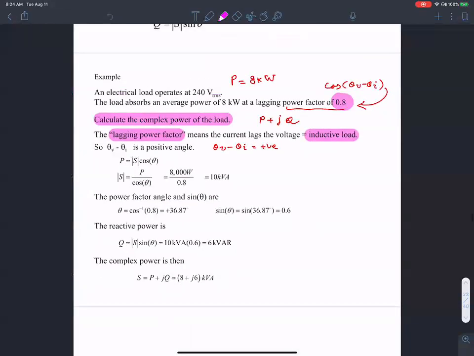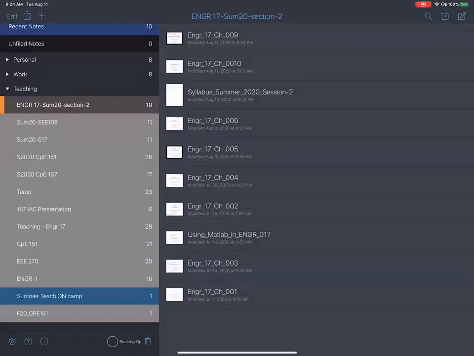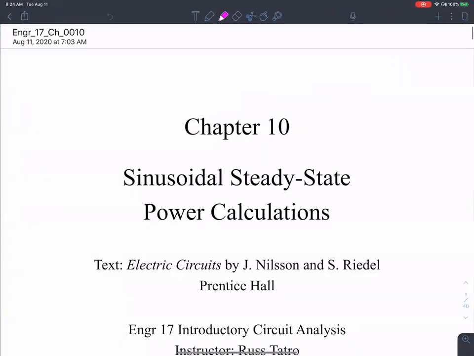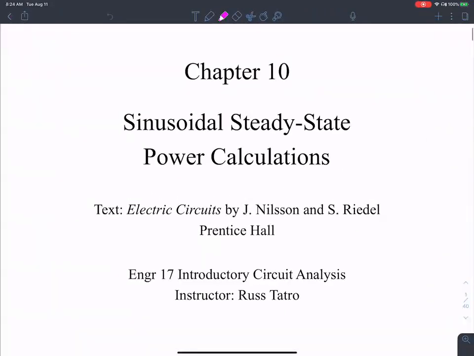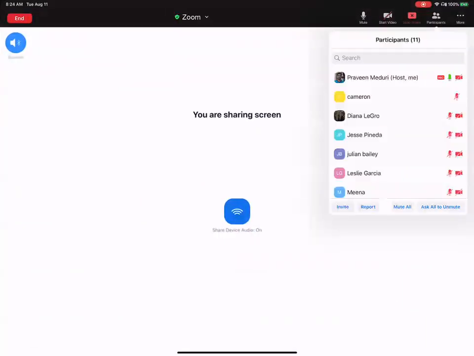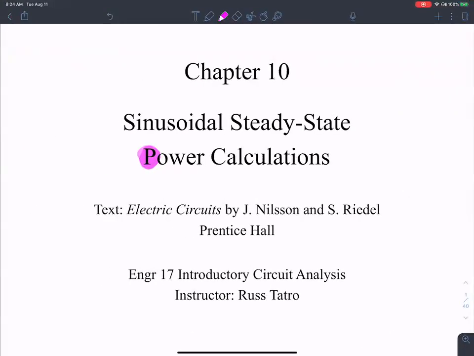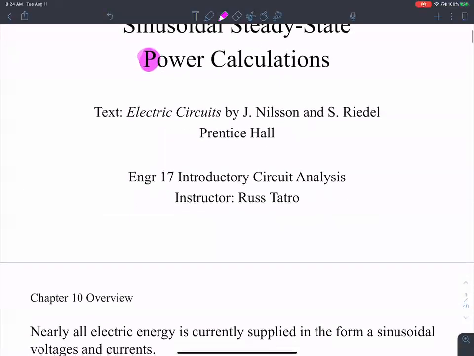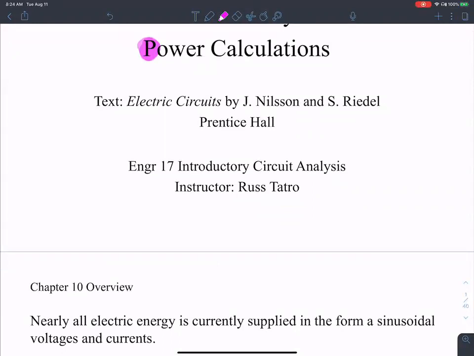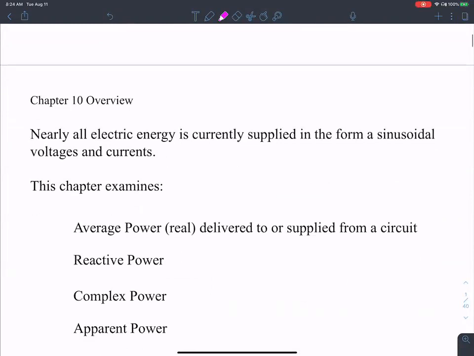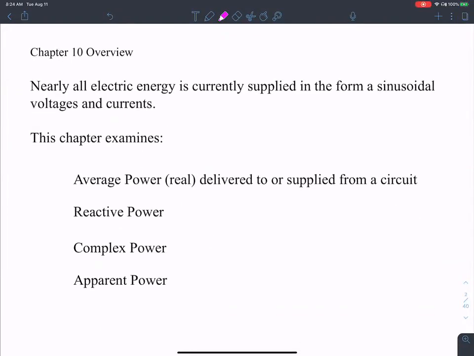We'll start with steady state power calculations, a very important, very interesting concept. Power calculations. Questions before we move on? So this is the last chapter, and not a very tricky chapter. It's just a straightforward chapter, and I'm not going to solve many problems on paper. I'll walk you through some examples, time permitting, but that'll be it.